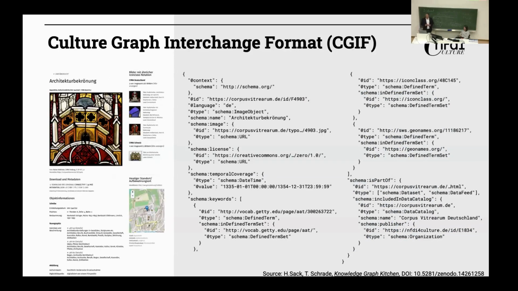And that's what we call the Culture Graph Interchange Format. Just one example is right here from the Corpus Vitrearum Medii Aevi, that's medieval stained glass. It doesn't matter, the details, but imagine you would embed what you see on the right hand, that JSON structure, into your website. You see the website on your left. And once that's embedded, we can collect it without any other type of API that we would need to consult.